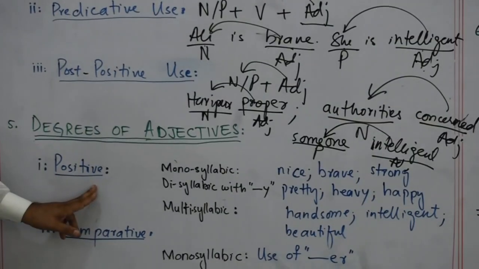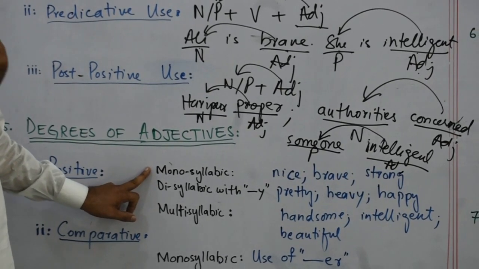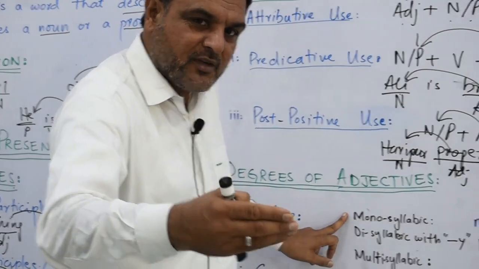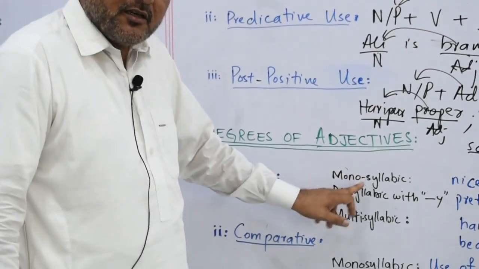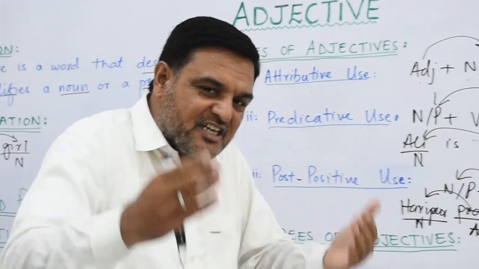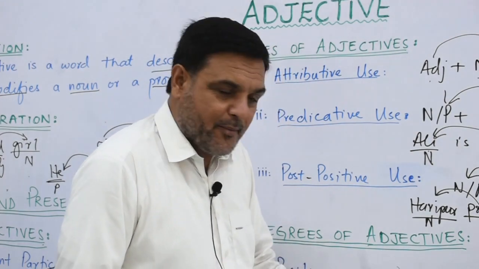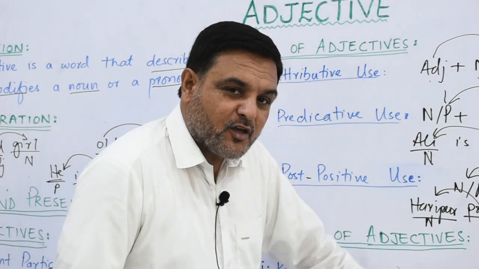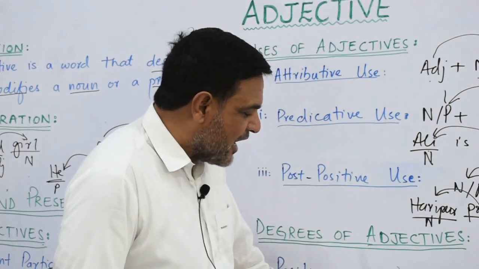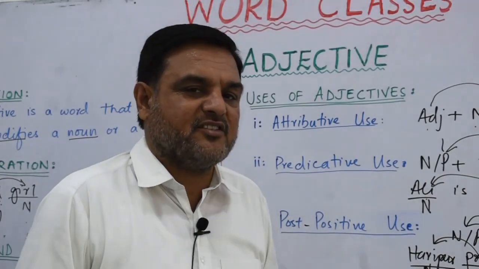Let's discuss the first degree of adjective, which is called positive. And I have divided them into three categories. Monosyllabic, consisting of one syllable. And you know what a syllable is. When I delivered the lecture on meter, sound, rhythm, at that time I explained what rhythm is. So, monosyllabic words are words that have only one syllable. Then the adjectives that have two syllables, disyllabic, and have Y at the end. And the third kind is multisyllabic, having two or more syllables but not having Y at the end. We are not talking about that, remember.